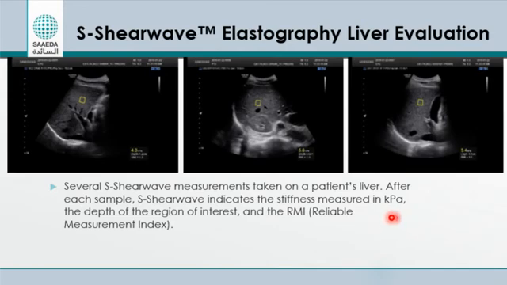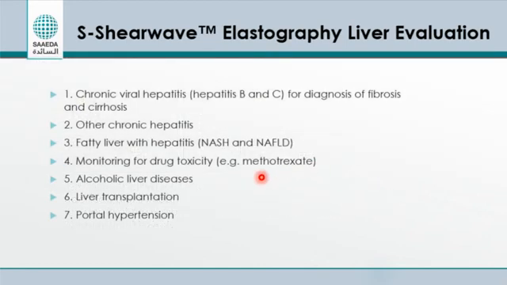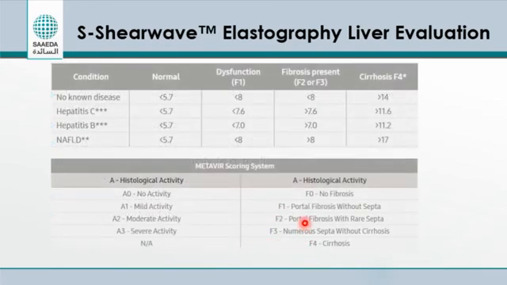Okay? So this elastography can be used in chronic viral hepatitis, whatever the cause, fatty infiltration, monitoring drug toxicity, alcoholic liver disease, liver transplantation, and portal hypertension. And there is even a histopathologic correlation with that. You can see that in histopathology, if it's A0, there is no activity, no fibrotic activity, it's given F0 for fibrosis, okay? And then A1, A2, A3, and so forth, until frank cirrhosis. So you might use this liver elastography technique to help you detect liver fibrosis at an earlier stage.